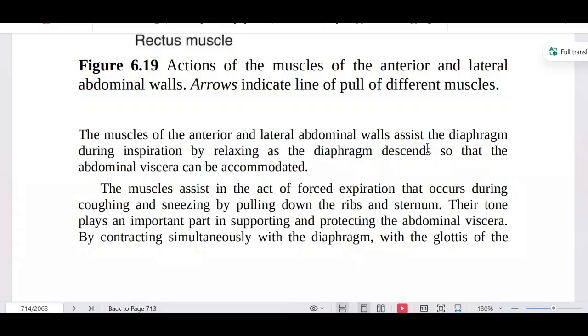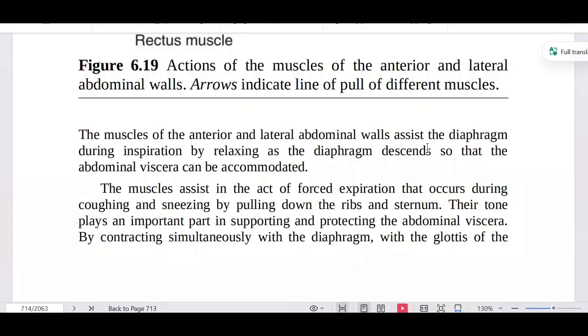Okay, now this muscle also assists in the act of forced expiration. You already know that occurs during coughing and sneezing by pulling down the ribs and sternum. Now how does it actually assist in forced expiration? How is pulling down the ribs and sternum going to help in the act of forced expiration? When they pull down the ribs and sternum, they increase the intra-abdominal pressure. Now how do they increase the intra-abdominal pressure?